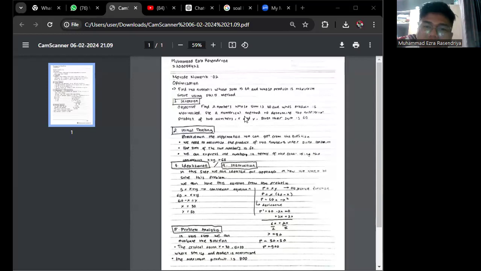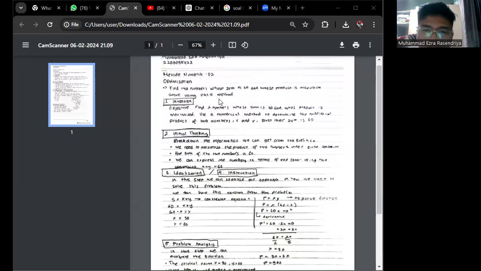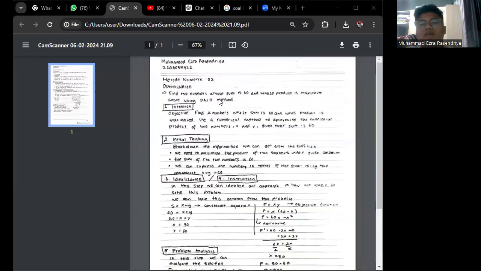My name is Muhammad Izra Rasendria. My student ID is 22060555422. On this day, I will solve an optimization problem using the Die5 problem solving method.